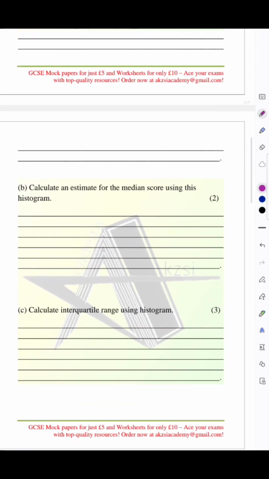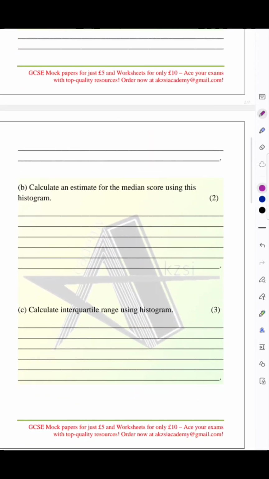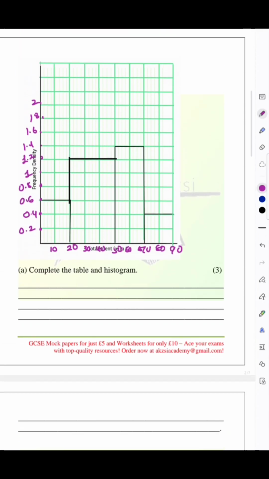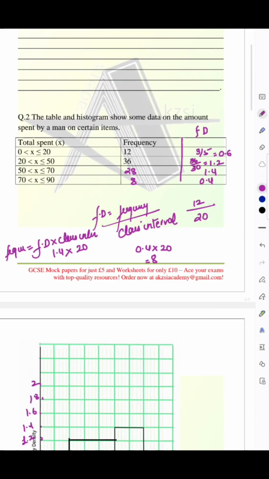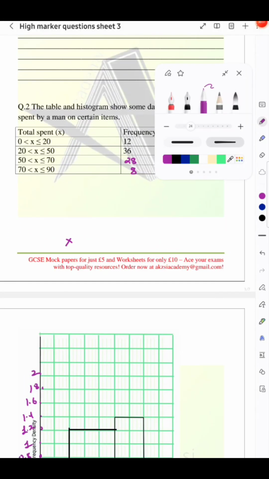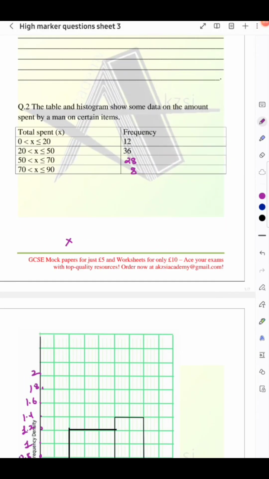So part A has been done. Now part B says calculate an estimate for the median score using the histogram. To calculate medians using the histogram is a little bit difficult. The first thing you have to do is find the cumulative frequencies. So for the median, we have to calculate cumulative frequency, where we keep on adding the frequencies.